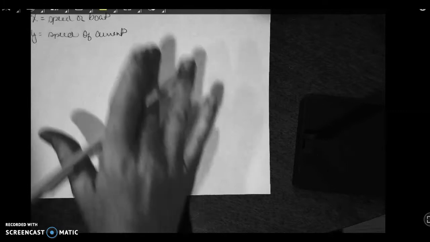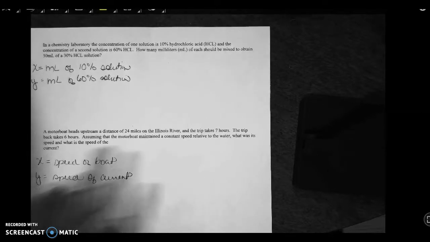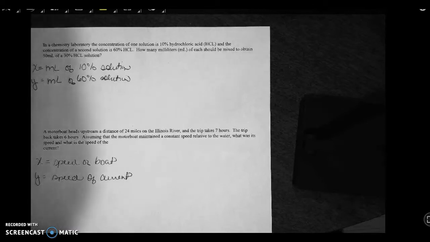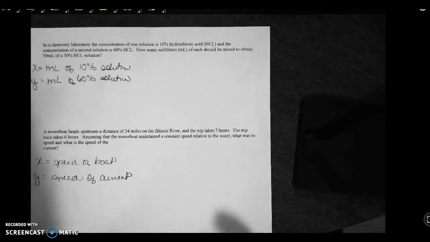All right, let's turn the page. We've just got a couple more here. So let's go ahead and take a look at this chemistry problem. A mixture problem. So in a chem lab, the concentration of one solution is 10% hydrochloric acid. The concentration of a second solution is 60% hydrochloric acid. In all, we need 50 milliliters, and of that 50 milliliters, 30% is hydrochloric acid. So I've defined my two variables here. Now I'm mixing these two containers together.